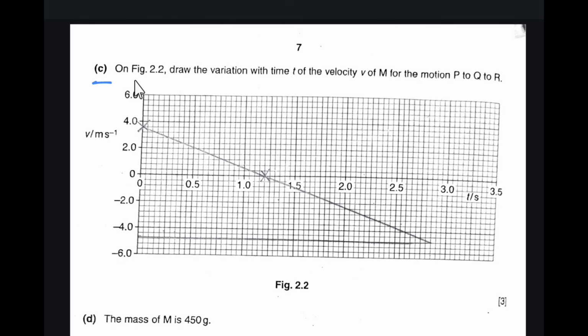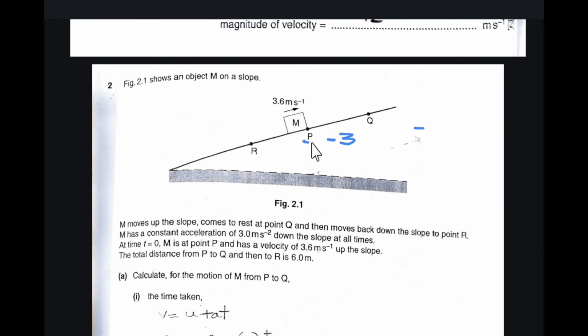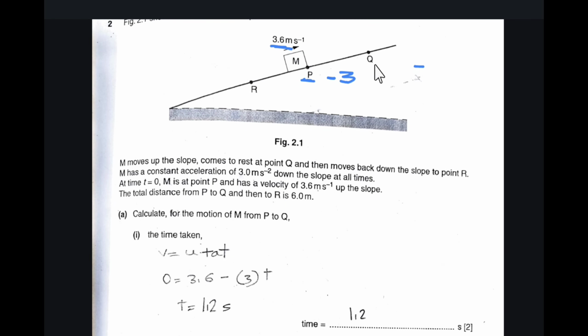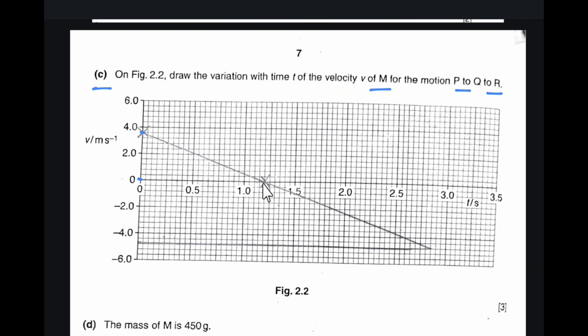In part C, on figure 2.2, draw the variation with time t for the velocity of M for the motion from P to Q and then to R. We know that the velocity at point P, the starting point, is 3.6 meter per second when time t is 0. Then at point Q, the particle comes to rest, so velocity is 0 and the time is 1.2 seconds.